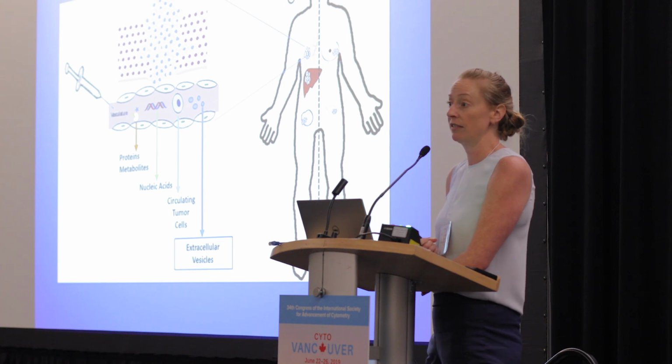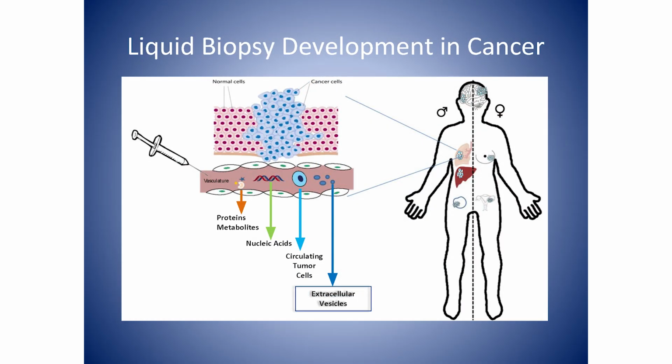Now we look at extracellular vesicles. So extracellular vesicles are a good platform for developing diagnostic and prognostic tests because in part their abundance and their stability. They're readily found in the blood and they're highly stable, which can't be said for some of these other platforms such as nucleic acids.